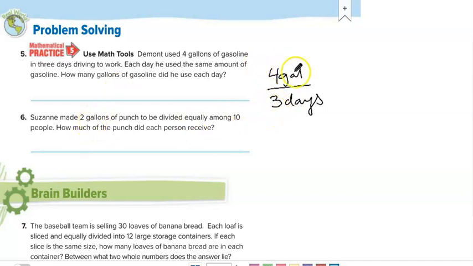4 divided by 3, or how many times can 3 go into 4? It can go in 1 time. I know my denominator is going to stay the same. So if I multiply 3 times 1, I get 3. So how many more do I need to add to get to 4? I need to add 1 more. So each day, DeMont uses 1 1/3 gallons.